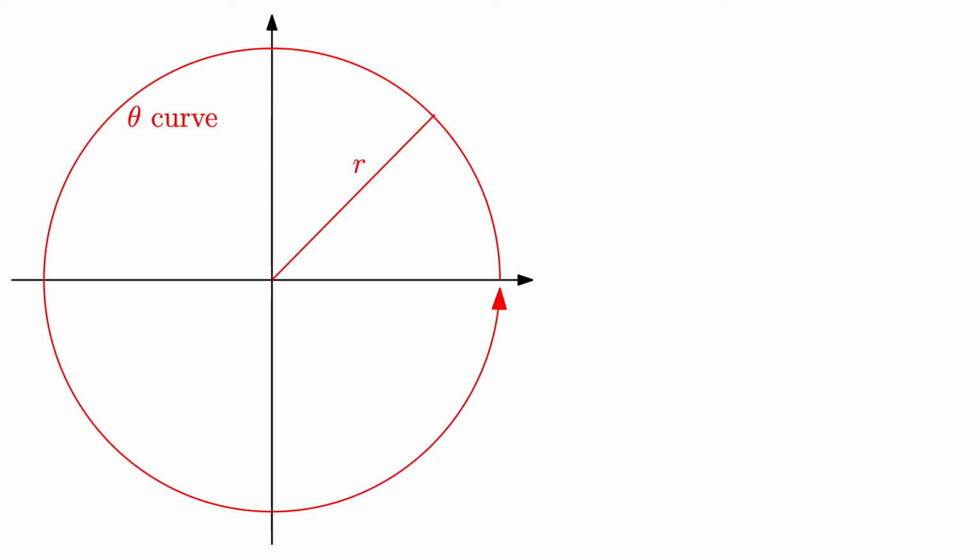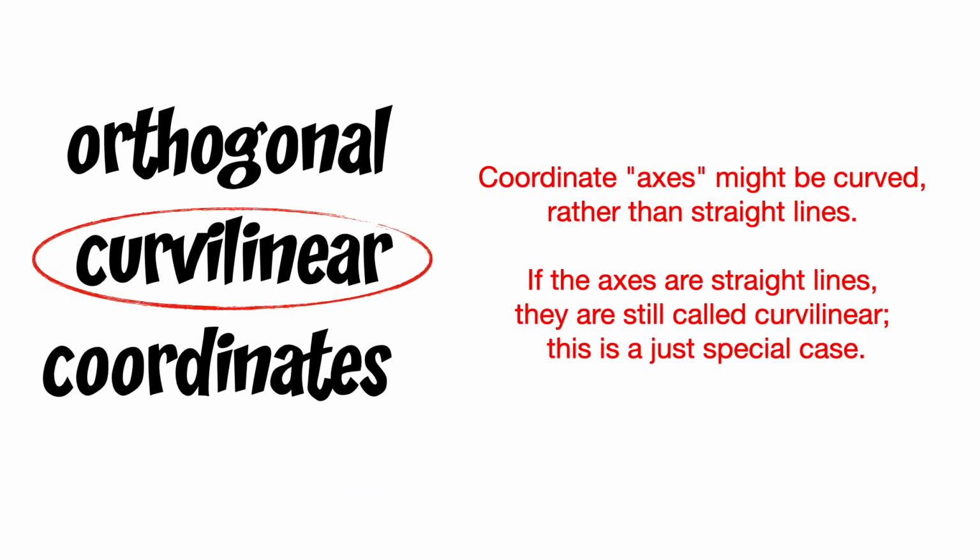On the other hand, if we fix the value of r and let theta vary freely from 0 to 2π, we'll trace out a circle of radius r. This circle is, in a sense, the theta axis for this particular value of r. Of course, this time the axis isn't a straight line, so rather than calling it a coordinate axis, we tend to call it a coordinate curve, but it doesn't really matter. But that's what curvilinear means. The coordinate axes can, in general, be curved. But sometimes they can still be straight lines too, like with the r-axis, and that's fine. We still call it curvilinear in general.